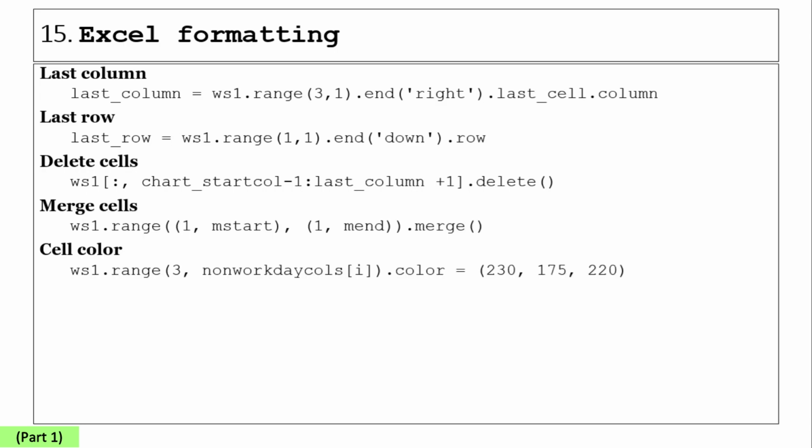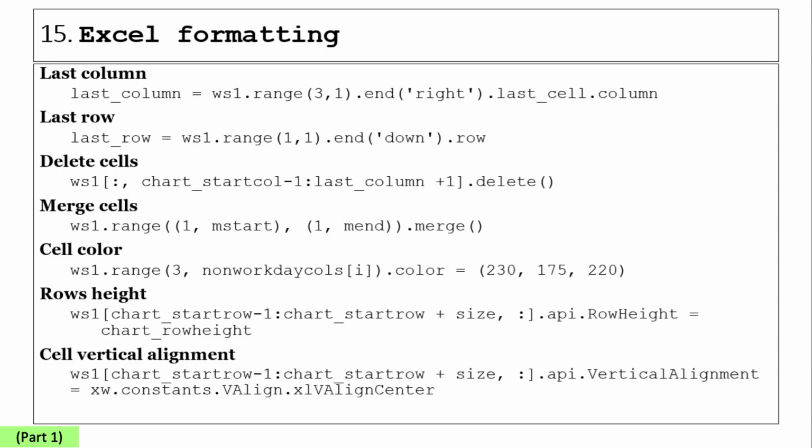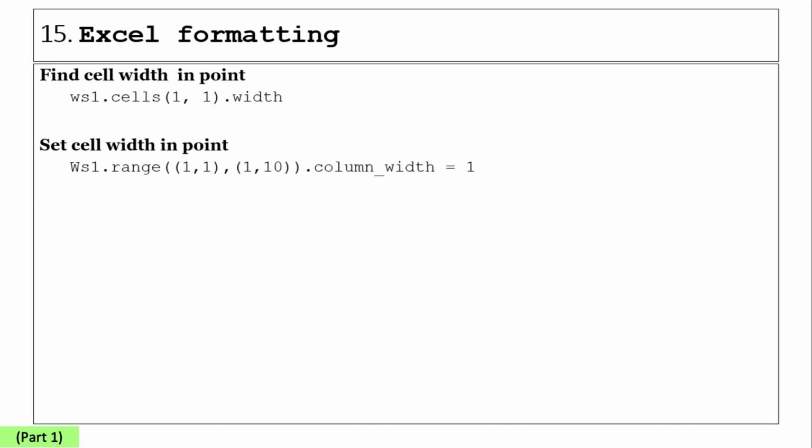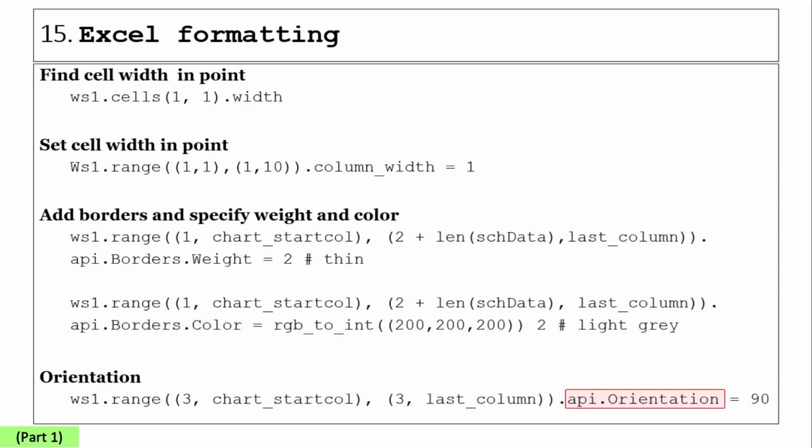Define cell color by giving an RGB combination to the cell's color property. Set row height by giving the row height to the api.rowHeight property. Set cell contents' vertical alignment using the api vertical alignment property. Use the width property to find a cell's column width in points. Use the column_width property to set a cell or range's column width to a value in points. Cell border weight is set using the borders.weight property and border color is set using borders.color. Font in the cell is oriented using the api.orientation property.